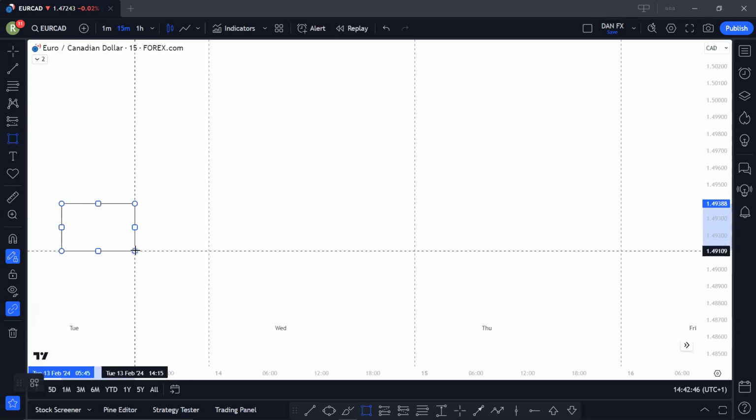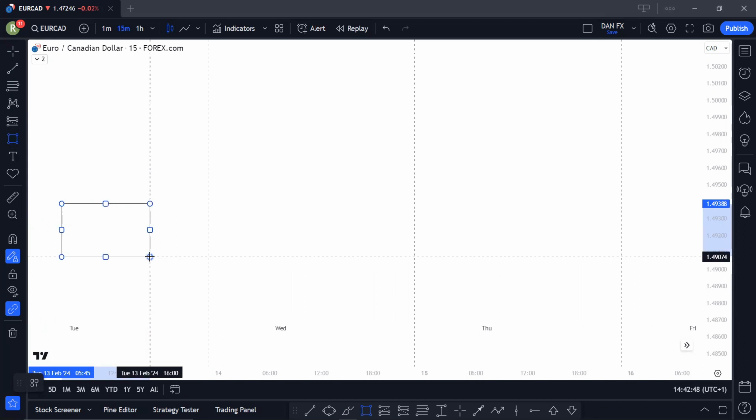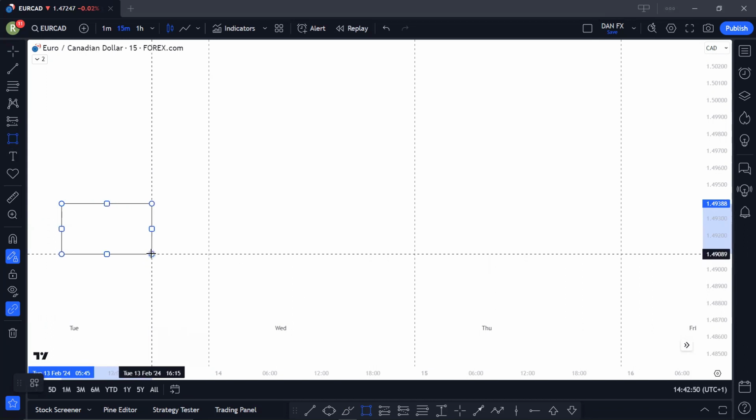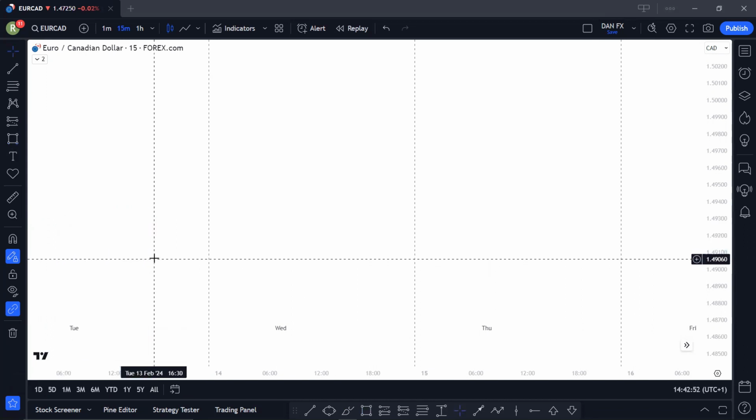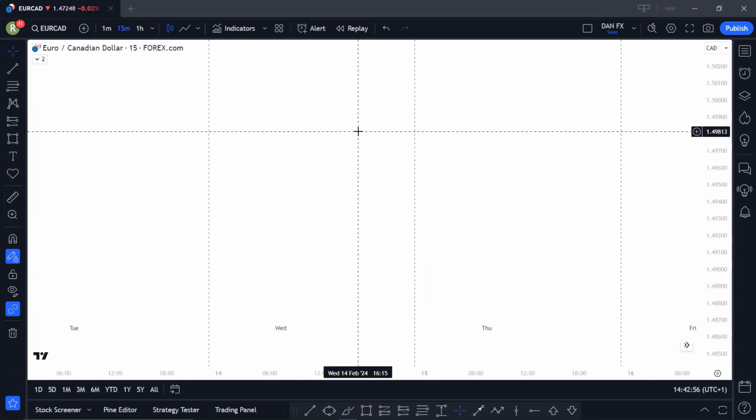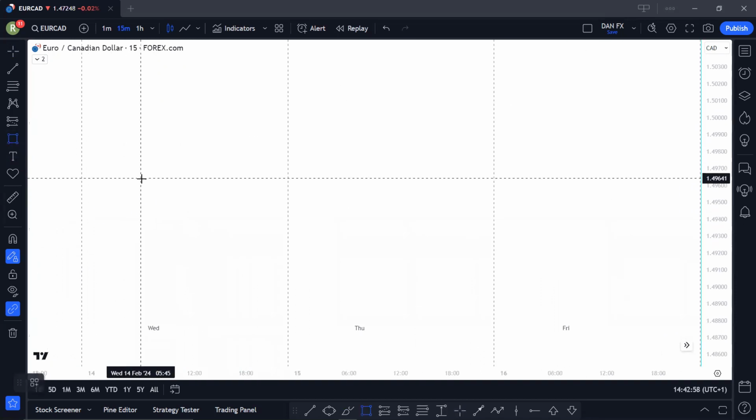So we have 3 main sessions: the Asian session, the London session, and the New York session. Each session has its own characteristics, right? So the characteristic of the Asian session is to consolidate. That's the purpose of the Asian session.